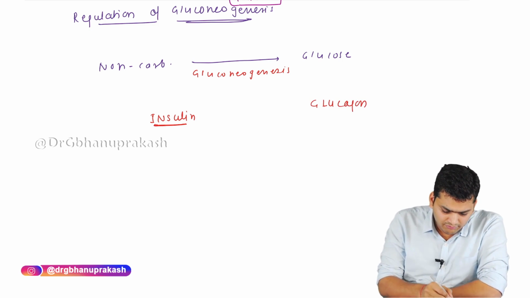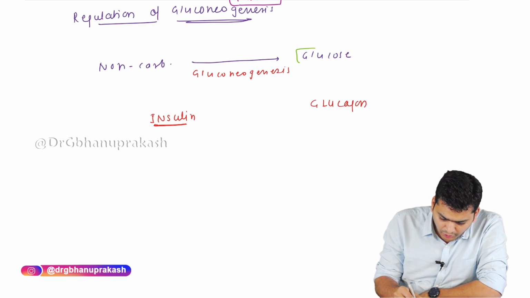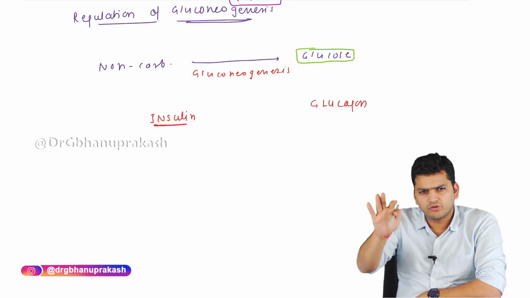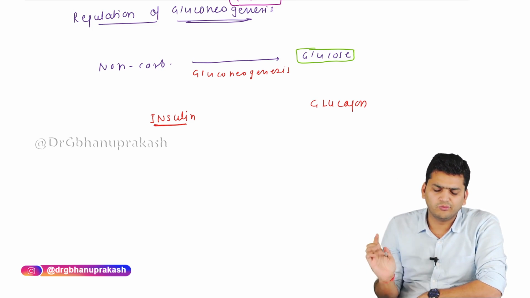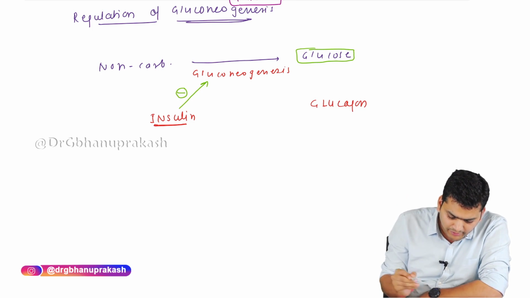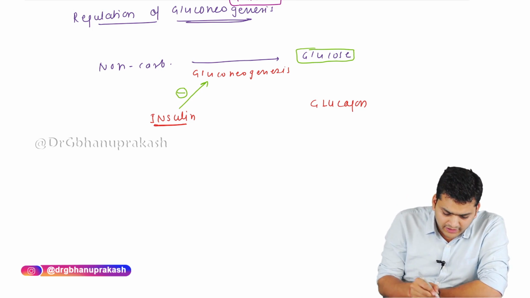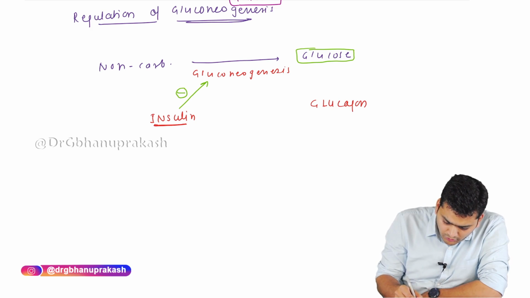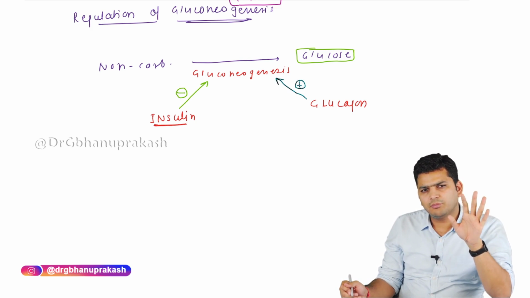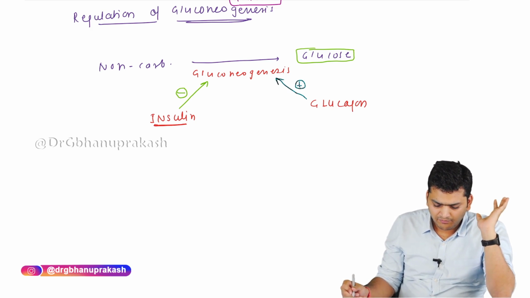My question is, what is the product? You need to see the product. The product is glucose. Insulin wants to decrease the glucose. Insulin does not want to make glucose anymore. So gluconeogenesis is going to be inhibited by insulin. Whereas the opposite, glucagon wants to make more and more glucose, so it is going to stimulate it. So once you know the concept, it is going to be very easy, right?